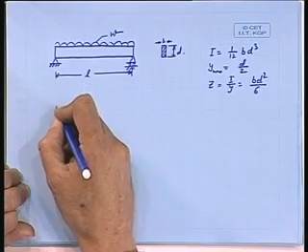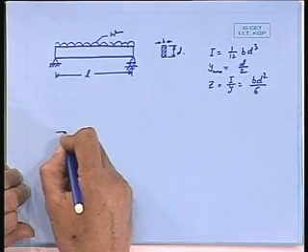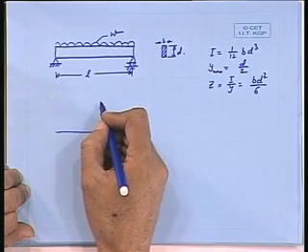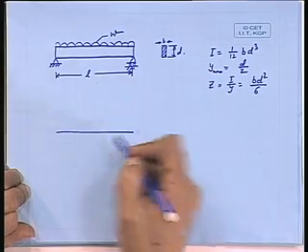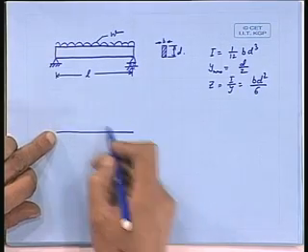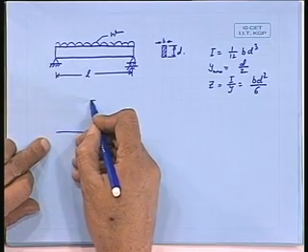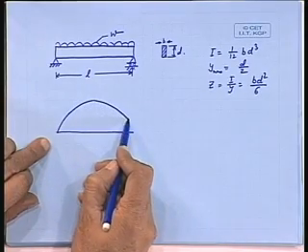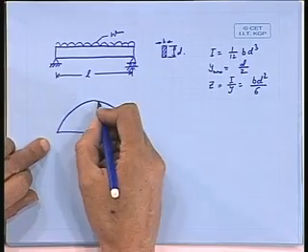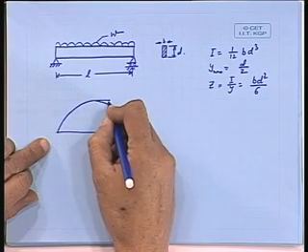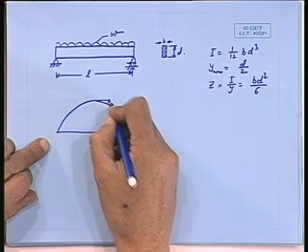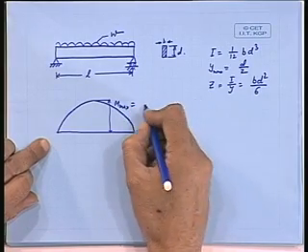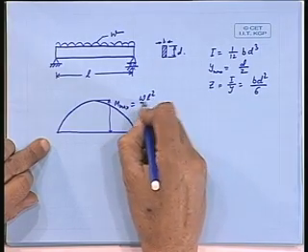Then we can also draw what is the bending moment curve, and the bending moment will be maximum at the center. I suppose this is the center, and this value is M max, which is equal to WL square by 8.